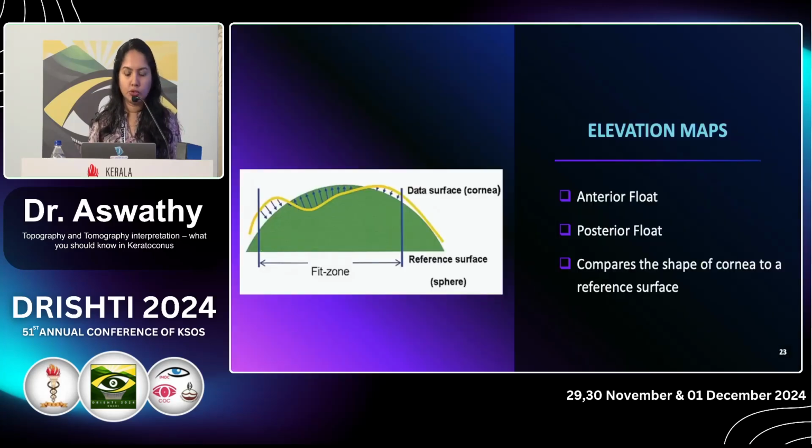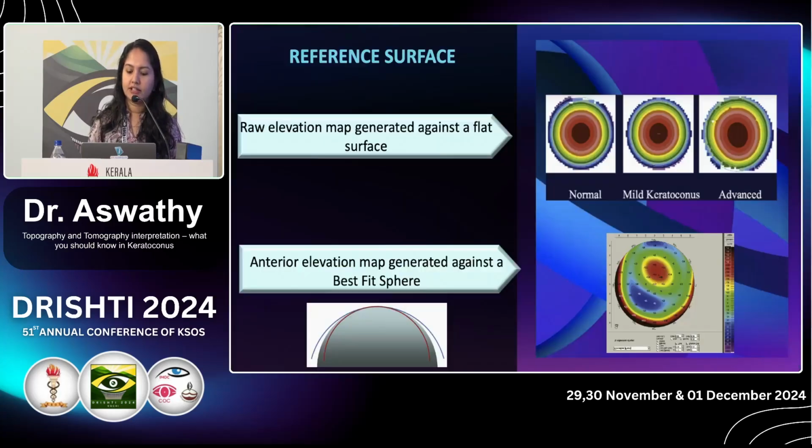Next we move on to elevation maps. This is called anterior float or posterior float. Now, to get an elevation map, you have to compare the cornea to a reference surface. Now, if the reference surface is a planar surface, then even mild, advanced and normal corneas look similar. So, in that case, we have to take a reference surface which as closely approximates the normal cornea as possible.